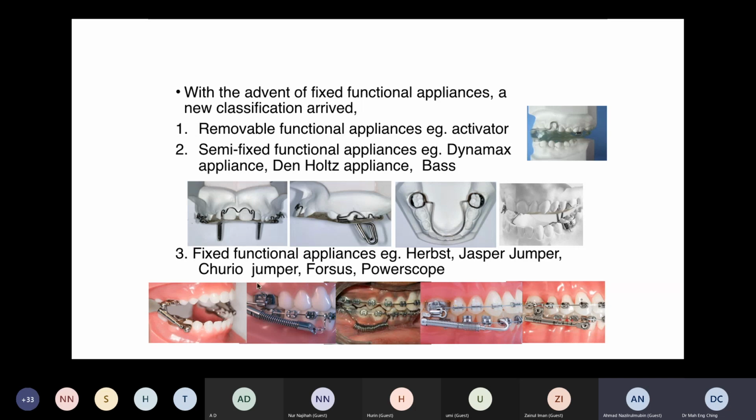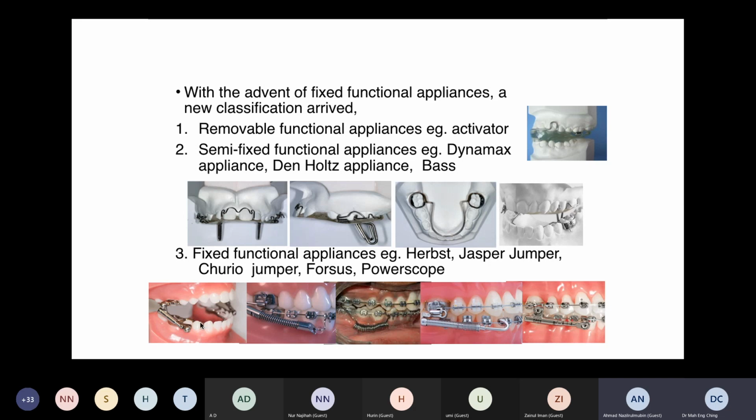Then we have the third group, fixed functional, which means the top and bottom are both fixed and cannot be removed. Then we have the Herbst, which is classic, then Jasper Jumper, Forsus, PowerScope. All of these just function like a piston or spring. Whenever a patient bites together, they push the mandible forward and the maxilla backward. All work on the same principle, but some are a bit more rigid than others, some a bit more flexible. So it depends on the design.